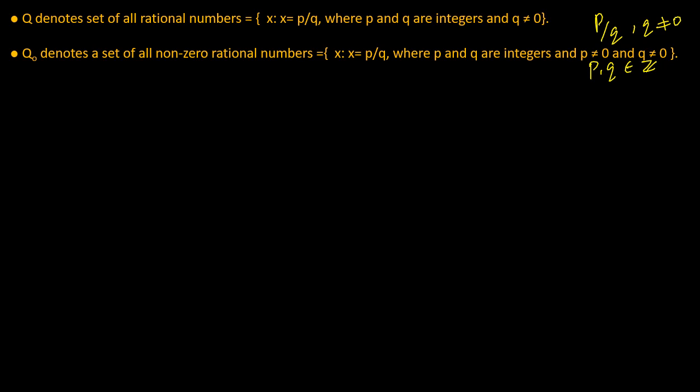Agree? So X is such that X is P by Q where P and Q are integers and P is not equal to 0. Q also should not be 0. Agree?